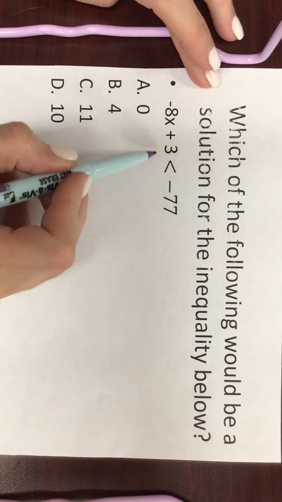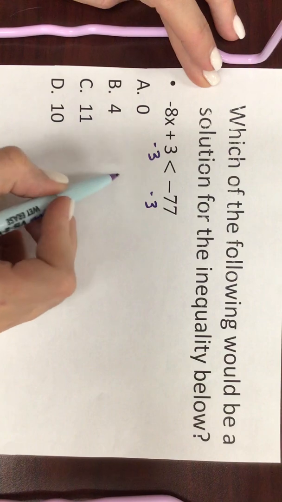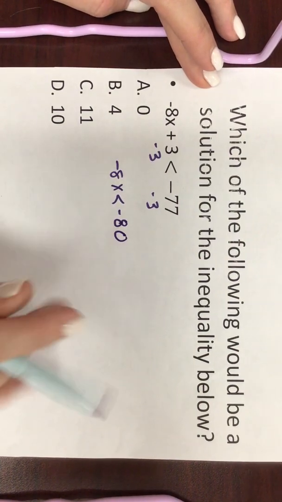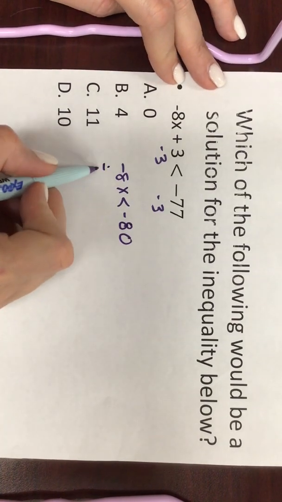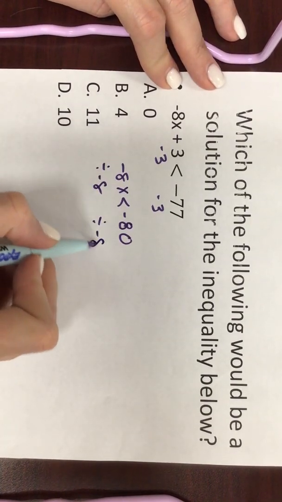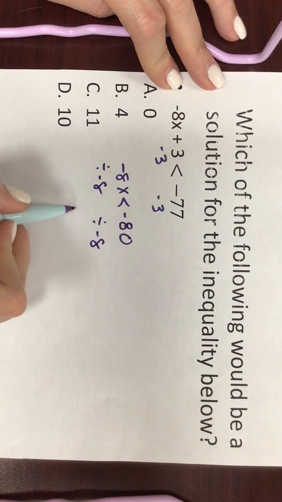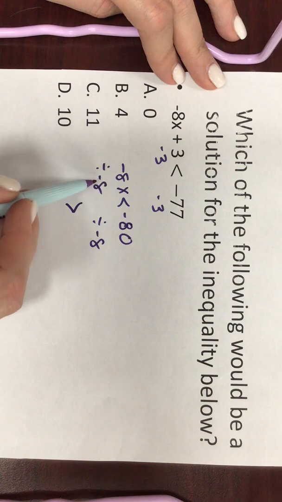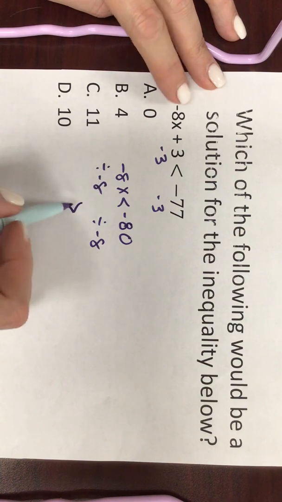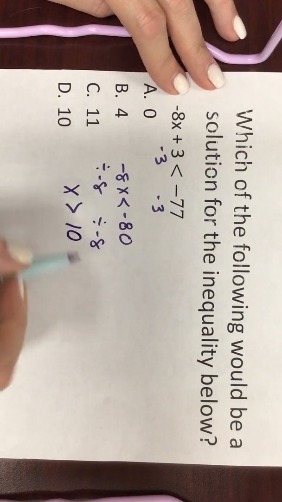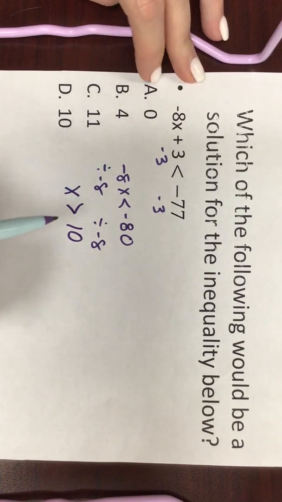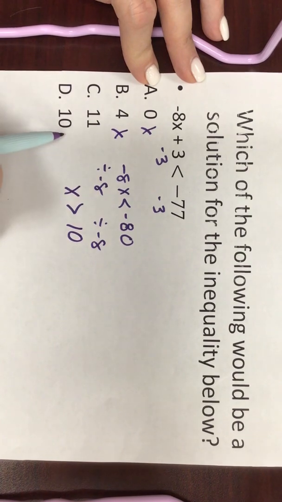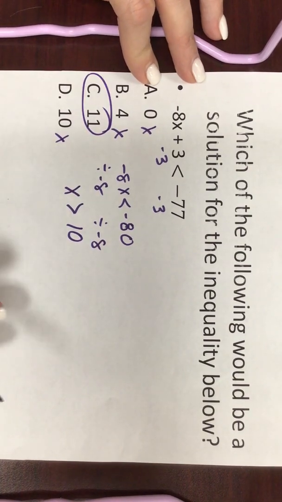All right, this one right here, we're going to subtract 3 from both sides, which gives you negative 80. Divide by negative 8. Since we divide by a negative, we flip the inequality. And since that was a negative coefficient, we have to divide by negative, not a positive 8. Now, 0 is not greater than 10. 4 is not greater than 10. 10 is not greater than 10, so it's C.